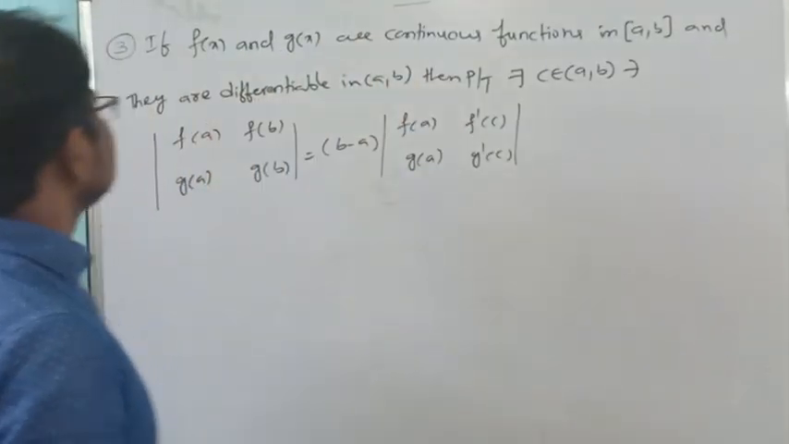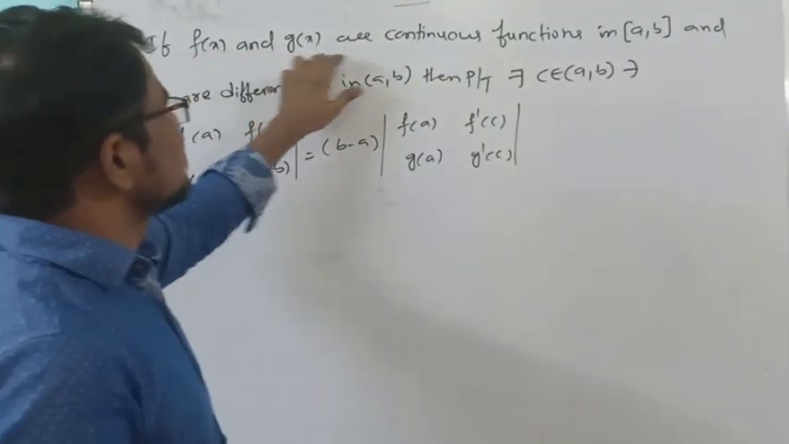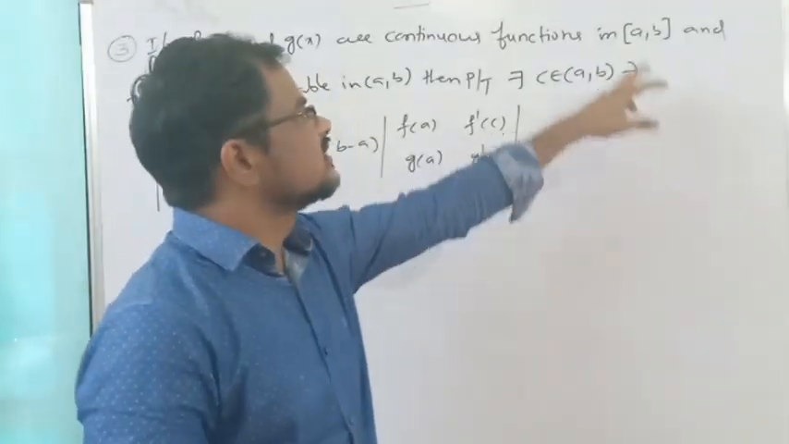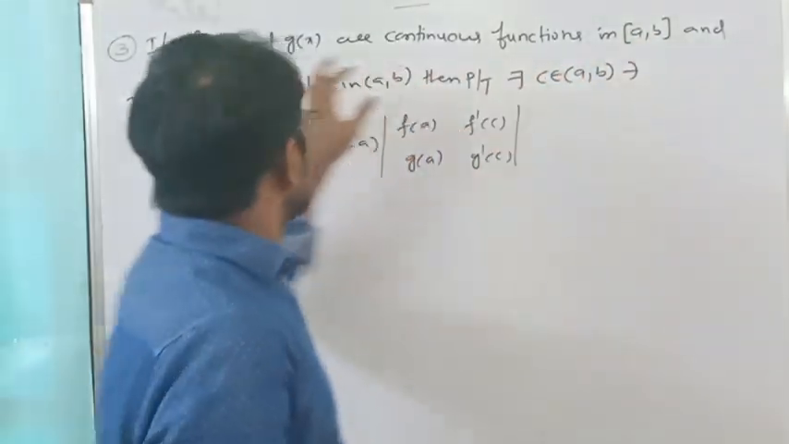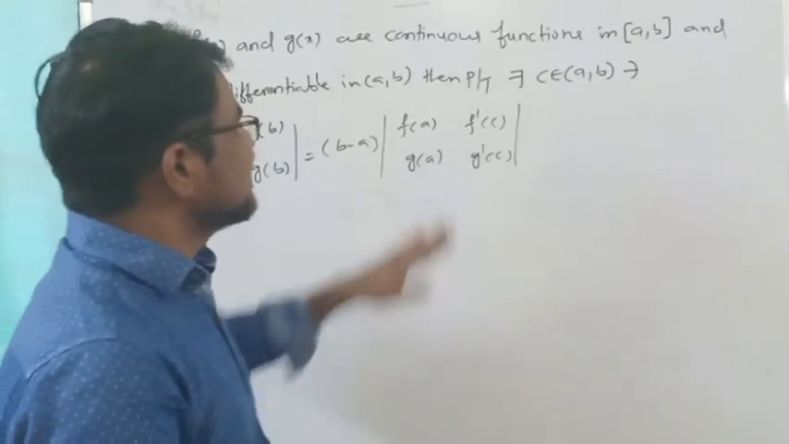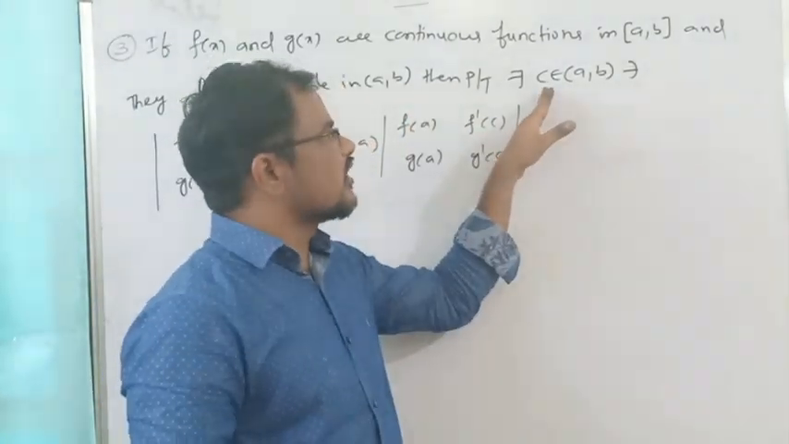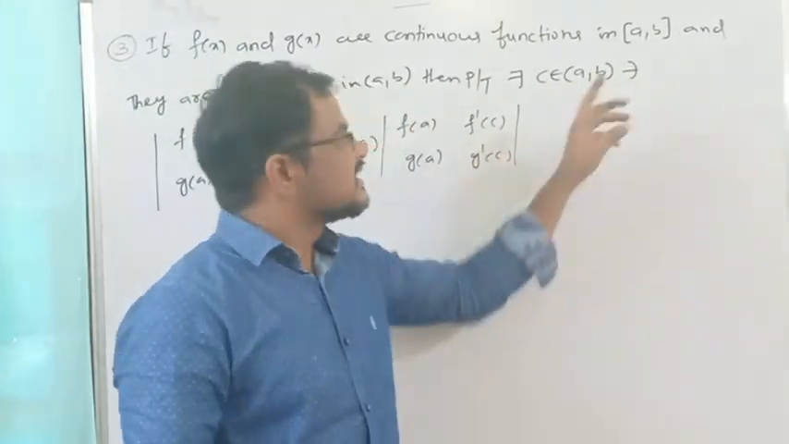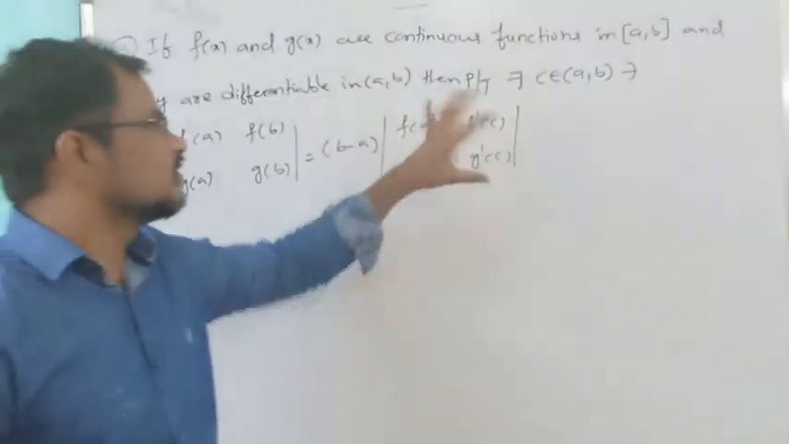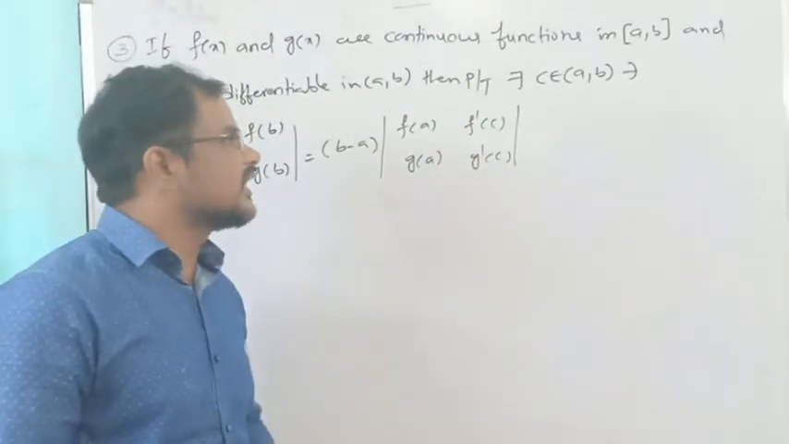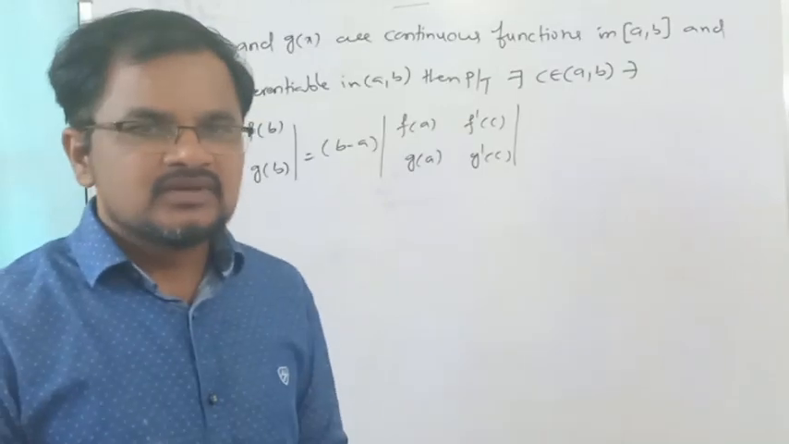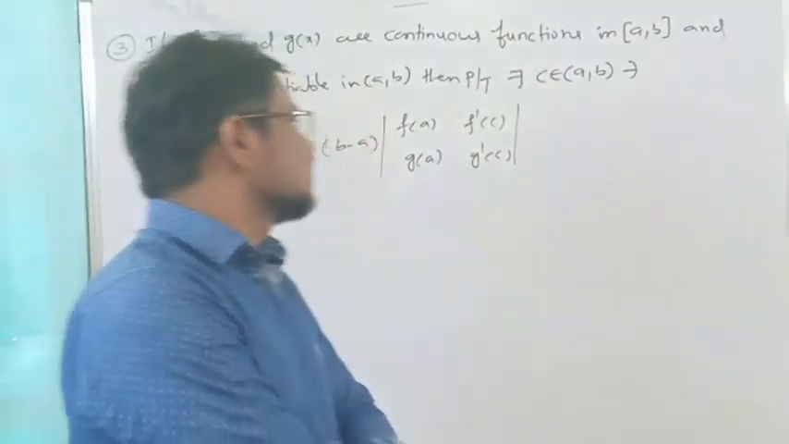See the third problem. If f of x and g of x are continuous functions in the closed interval a comma b and differentiable in the open interval a comma b, then we have to prove there exists a point c belongs to a comma b such that this one equals this one. Here also we have to identify the function. How to identify that function? That is an important one.